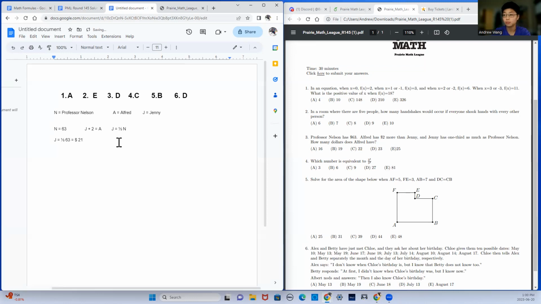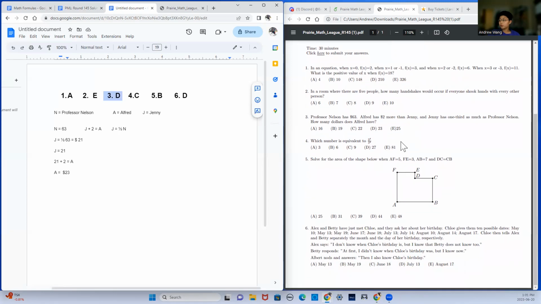Since we know J equals 21, now we can find out how much Alfred has, which is how much Jenny has plus 2. So 21 plus 2 equals A, and A equals 23. Therefore, Alfred has $23, and so the answer will be D, I believe. So the answer to question number 3 is D.